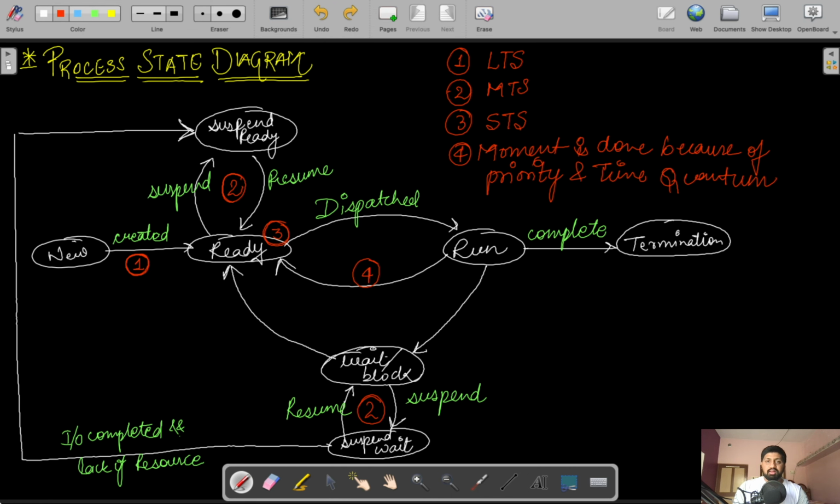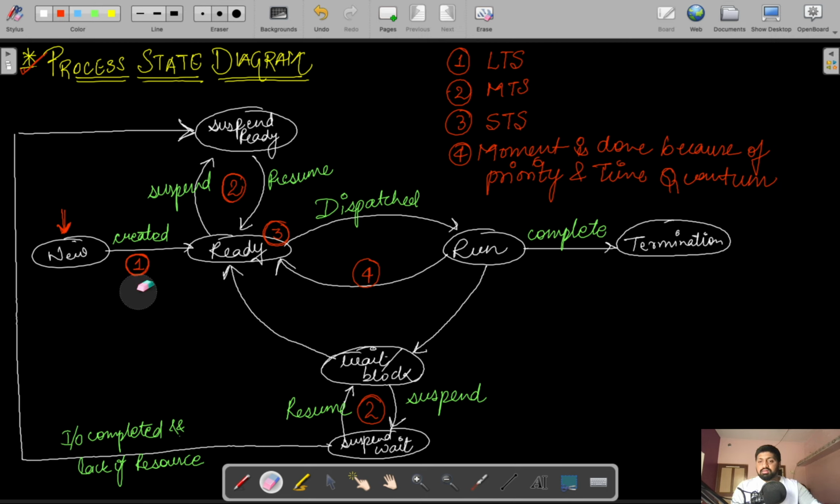Initially, when the process is created or yet to be created, it is in this new state. This new state shows that either the process is created or it is yet to be created. So all its creation is on the way. Either of these things can happen. So the process is in this new state.